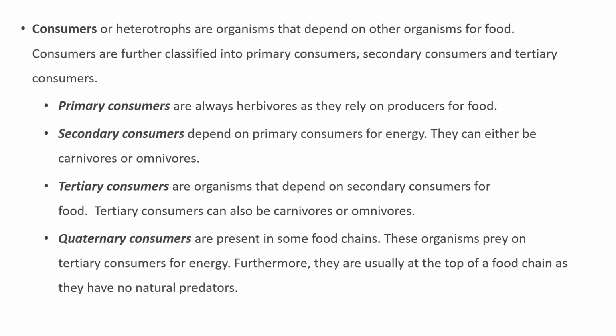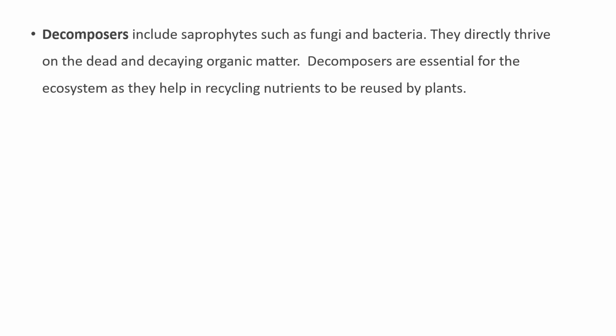Quaternary consumers are present in some food chains. These organisms prey on tertiary consumers for energy. They occupy the topmost level in the food chain and have no natural predators. Decomposers include saprophytes such as fungi and bacteria. They directly thrive on dead and decaying organic matter. Decomposers are essential for the ecosystem as they help in recycling nutrients. They are the microorganisms which eat the dead and decaying organic matter and make the nutrients available to plants so that they can reuse them, thus promoting nutrient recycling.